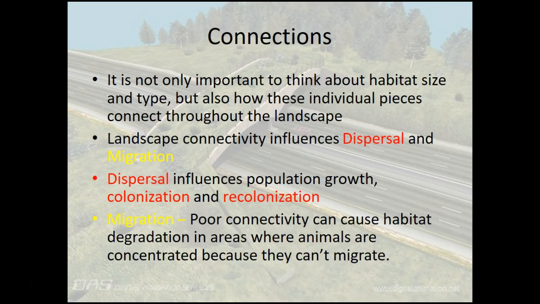Migration, why connectivity is so important for migration, is because if you have poor connectivity and therefore the animals are not successfully migrating between two habitats that they use on an annual basis, they're going to overuse one of those two habitats if they can't get to the other one, and that will result in habitat degradation because they're so concentrated and they can't migrate. Or it will lead to an overall population decline because they'll all die during that migration period.